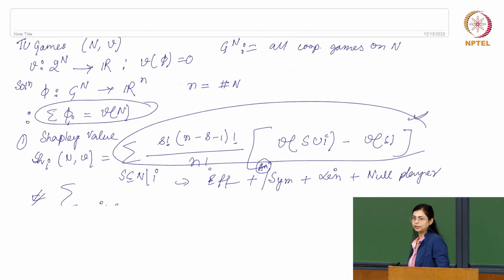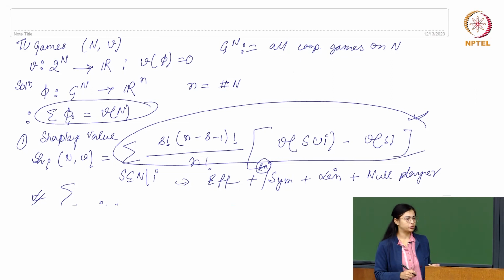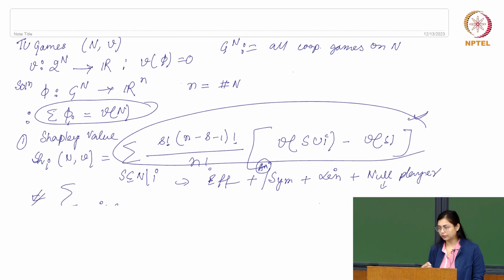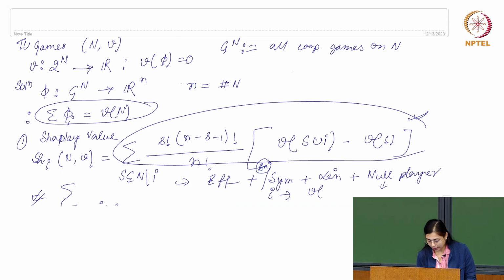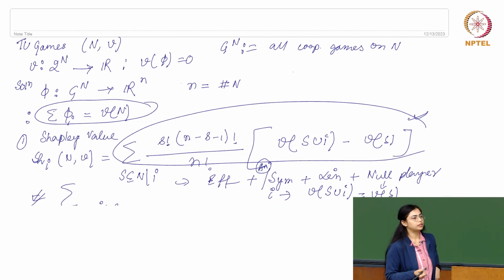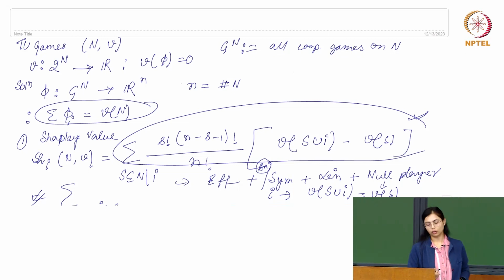What is a null player? If the player's contribution is almost 0, then Shapley will give him 0 allocation. It means for a particular player i, whether he is in that coalition or not, his contribution is always 0, or the same.